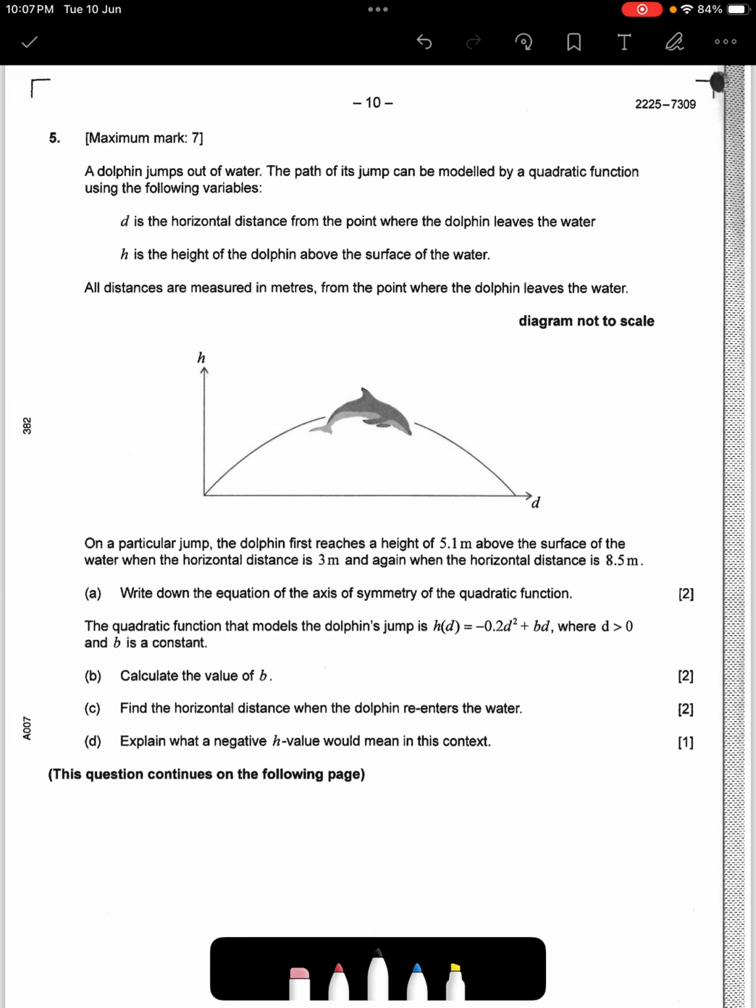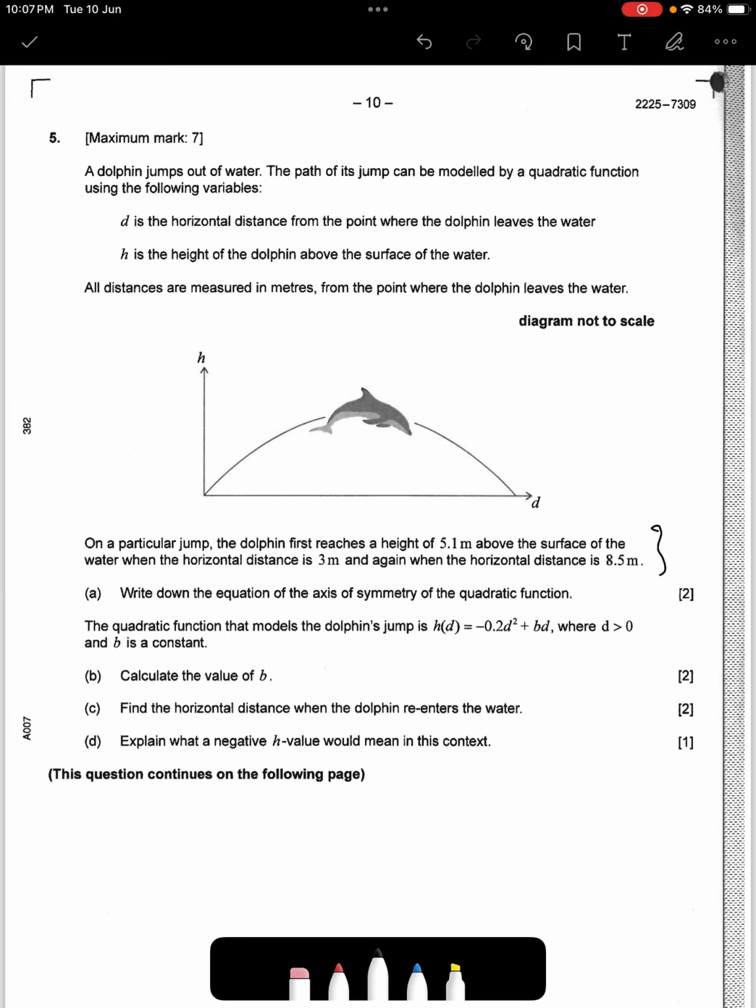Again, this was a very predictable question about the dolphin and modeling the path of its jump. I think this information is really crucial because it says that the dolphin reaches a height of 5.1 meters above the surface when the horizontal distance is 3, and again when the horizontal distance is 8.5. I think there's a lot of misconception in the question.